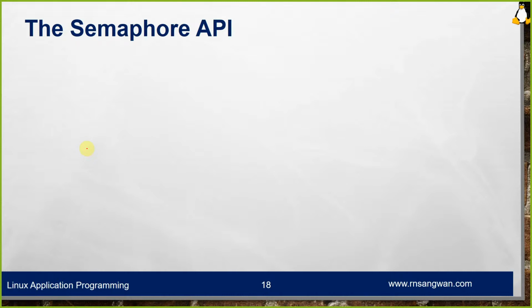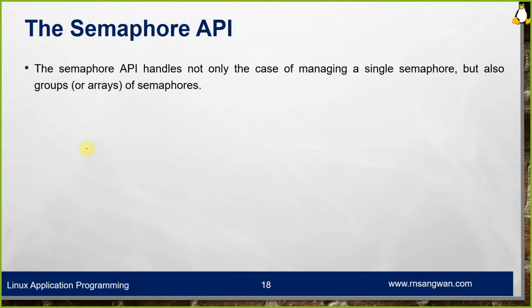Now let's understand all the API functions used, in a quick walkthrough with their prototypes, return types and parameters. The semaphore API handles not only the case of managing a single semaphore, but also a group or array of semaphores.